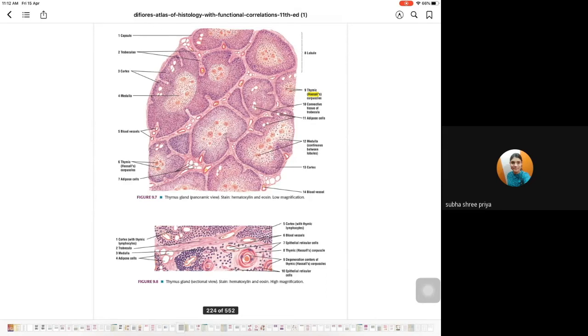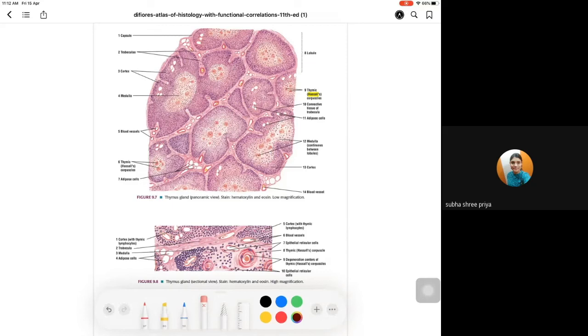Even though they put capsule, usually thymus won't have a capsule. And see how they are arranged in lobules. These lobules are fixing each other. That's why they are known as lobules. And each lobule is divided into cortex and medulla. In the medulla, you have the Hassall's corpuscles.